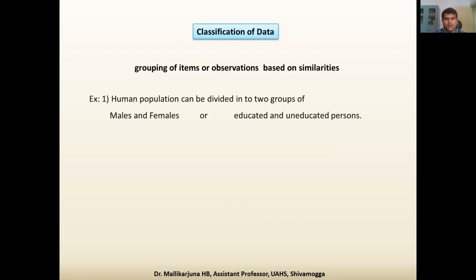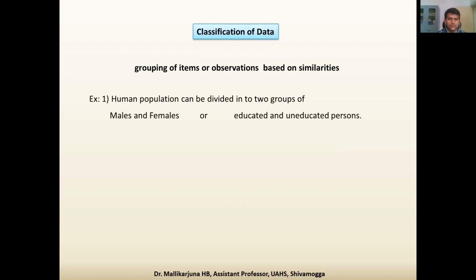Grouping of items or observations based on similarities. If we group the items or observations based on similarities, this is known as classification of data. If the human population can be divided into two groups, male or female, or educated or uneducated person, this is classification: based on gender, two groups, and based on education, two groups.